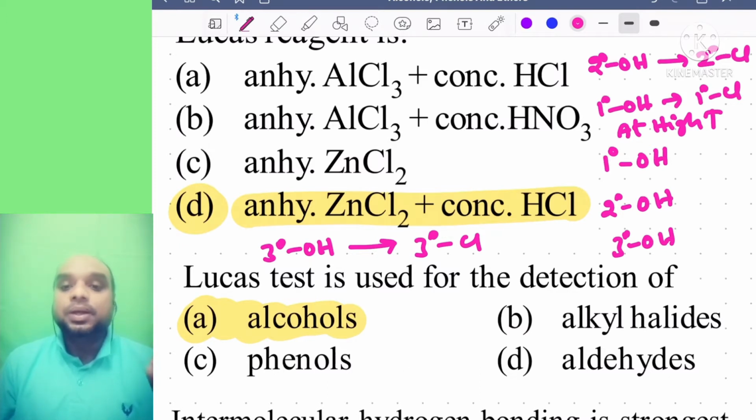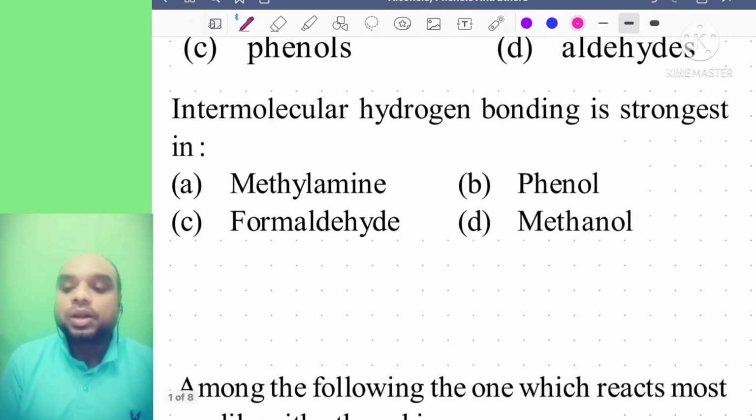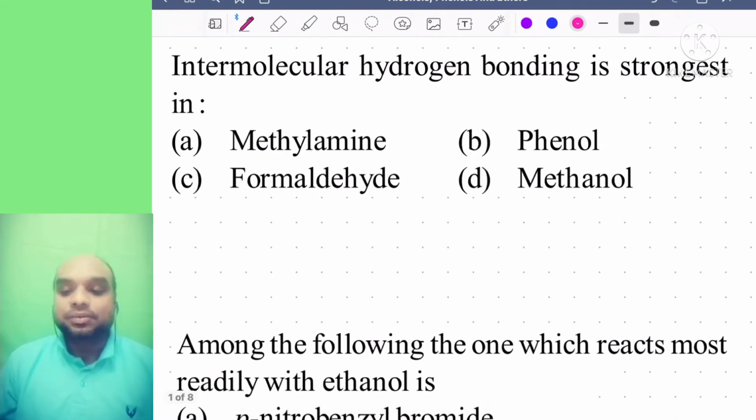Anhydrous ZnCl2 with concentrated HCl is called Lucas reagent. Next question: intramolecular hydrogen bonding is strongest. Where will strong hydrogen bonding be there?